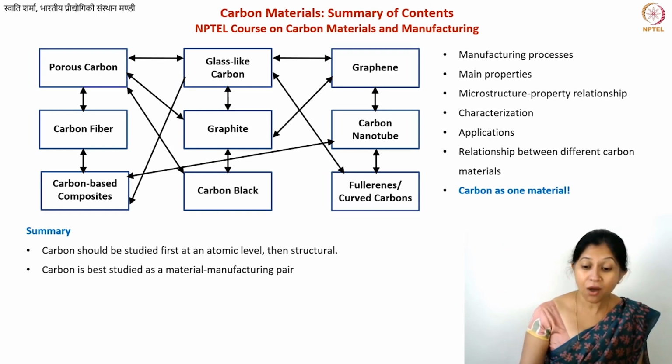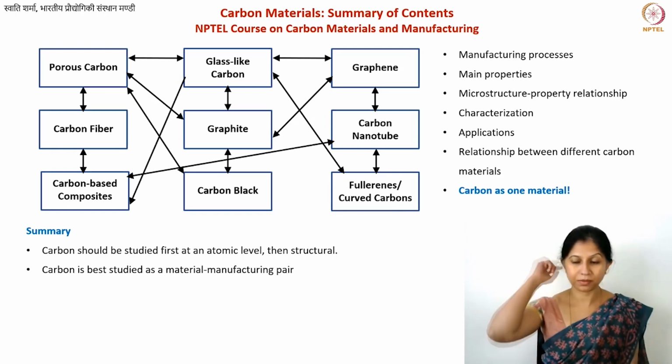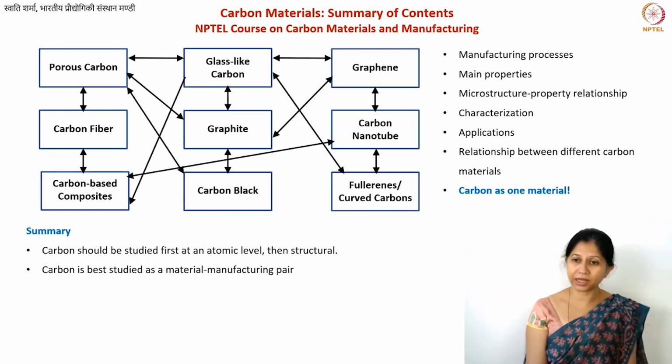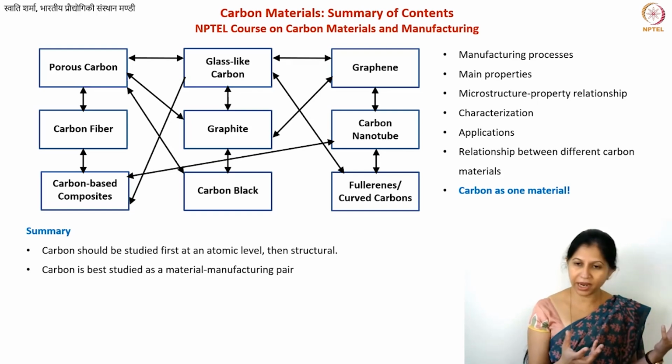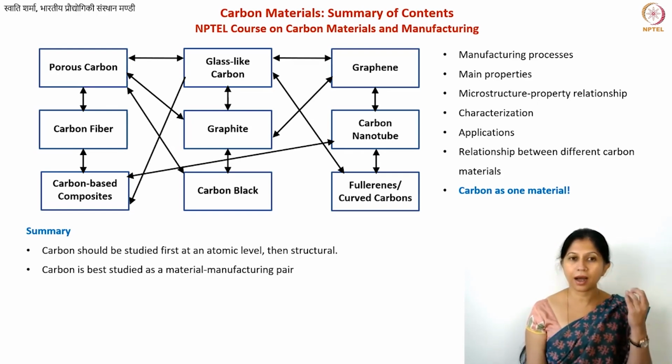Now, one more important thing, and I hope again I was able to convey that, is that it's best to study carbon as a material manufacturing pair, because every carbon material has a different manufacturing process. Some things are common. Carbon is often made from organic precursors, whether they are carbon nanomaterials or large scale industrial carbons. We often have an organic precursor, and somehow we use high temperatures to get rid of the non-carbon atoms. So this is the fundamental principle which remains common.